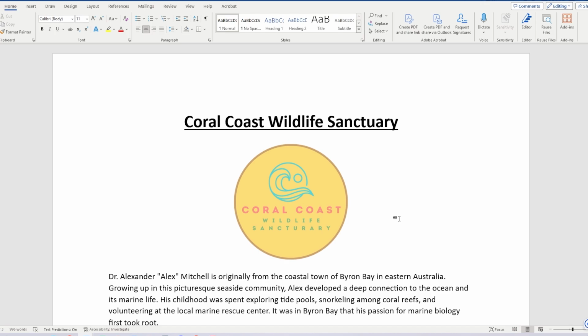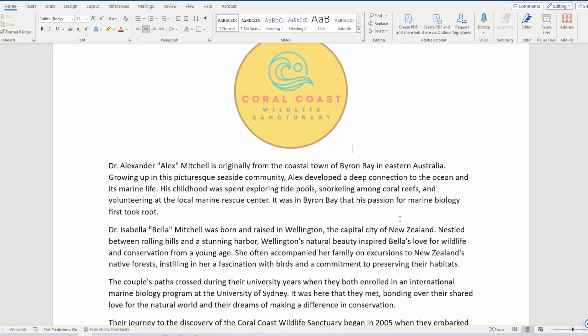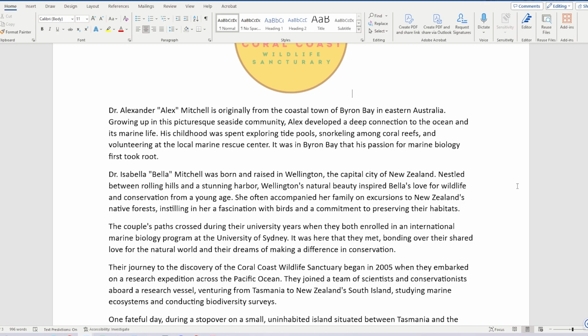So let's talk about the founders of Coral Cove. So first we have Dr. Alexander Mitchell. He's originally from Byron Bay in Eastern Australia, and he loves to go by Alex. He grew up in the seaside community, and he really developed a deep connection to the ocean and marine life, and he spent all his time in the ocean, and that was where his passion for marine biology first took root.